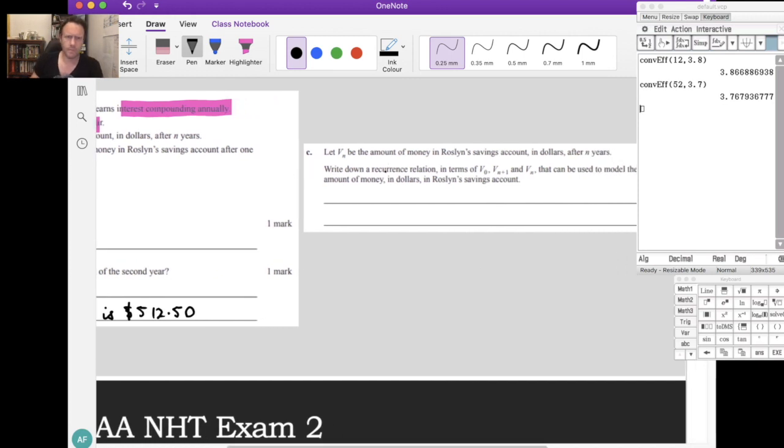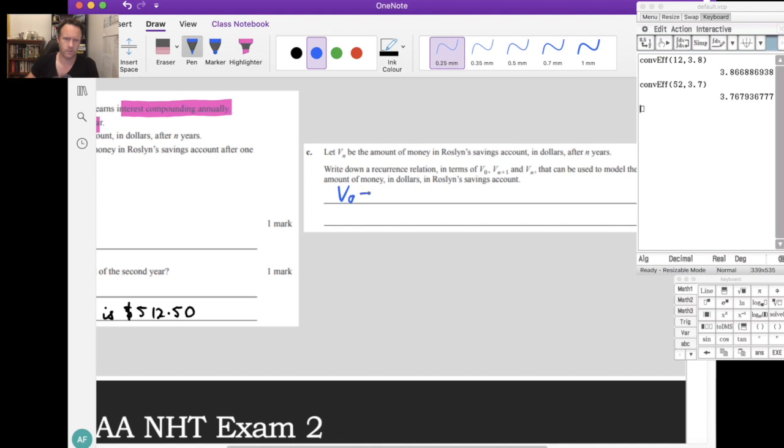Let Vn be the amount of money in Rosalind's savings account in dollars after n years. Write down the recurrence relation in terms of V0, Vn+1, and Vn that can be used to model the amount of money in dollars in Rosalind's savings account. Okay, so we're just asked to write the recurrence relation for this one.